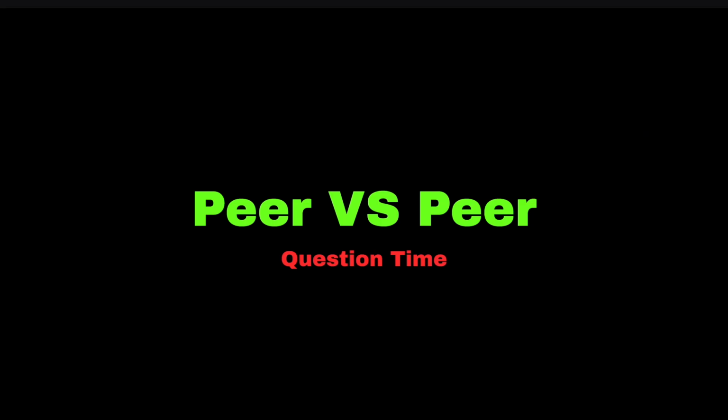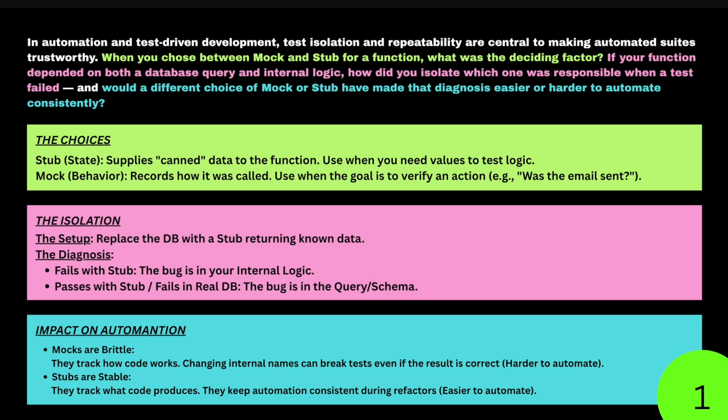Next, it's question time. For the first question, there are 3 sub-questions. When you choose between mock and stub for a function, what was the deciding factor? A stub supplies canned data to the function, used when you need values to test logic, while a mock records how it was called, used when the goal is to verify an action.